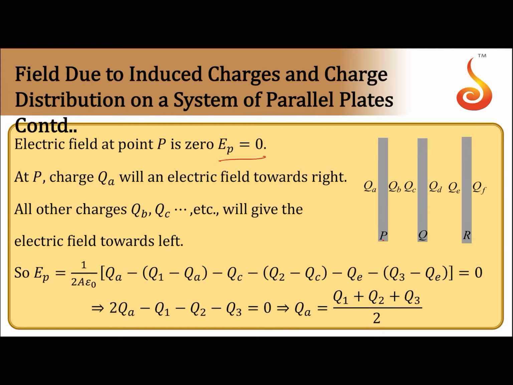EP is 1 by 2A epsilon naught into the charges. So the charge is qa minus (q1 minus qa), that is qb, minus qc, minus (q2 minus qc), minus qe, minus (q3 minus qe), that is equal to 0. So if you solve for qa from this, you will get q1 plus q2 plus q3 whole divided by 2. So the charge on this particular side of the first plate, the outer side of the plate, will be (q1 plus q2 plus q3) by 2.